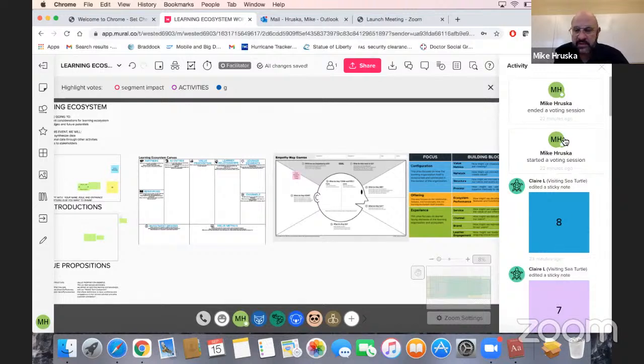After you build something like this, and everyone's had access, and 2 or 3 weeks go by, and you're like, what happened? Well, Claire added an 8, and Claire added a 7. And Mike did a voting session on some things. So it gives you this really nice activity feed of that. And so as a facilitator, I'm always trying to balance participation, soften the loud voices and amplify the quiet voices.